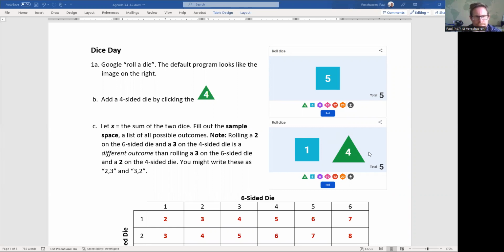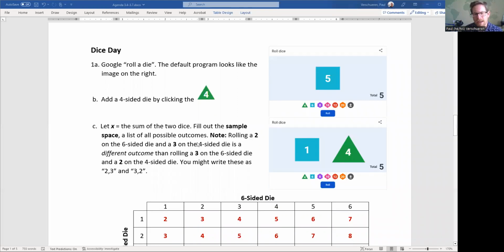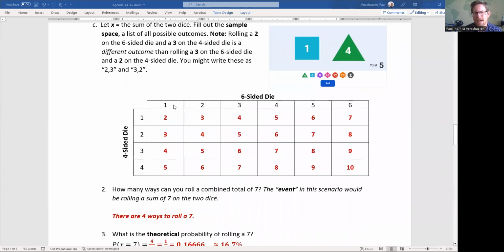So if you recall, Google will let you do this dice rolling program with any number of multi-sided die. And I chose this because it allows us to play with dice in a way that you probably haven't before. And I think both classes got through the creation of all the possible outcomes, focusing on the fact that rolling different numbers on a six-sided die and a four-sided die would create 24 different possibilities. This is called the sample space.